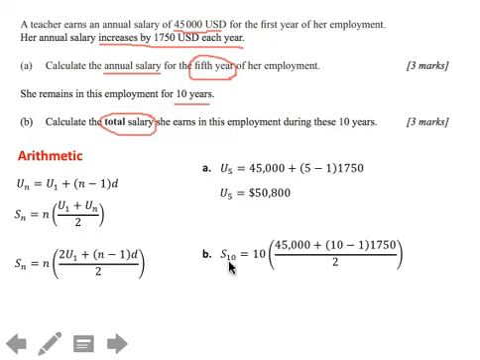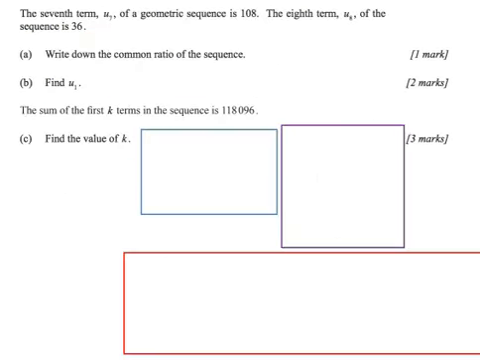So to solve for B, we're going to do S subscript 10, so the sum of the 10 years is equal to n, which is 10, times, in parentheses, 45,000 plus 10 minus 1, which is 9, times 1,750, divided by 2. Again, all we have to do here is substitute this information into a calculator, and you'll find out that after 10 years, she'll have made $303,750.